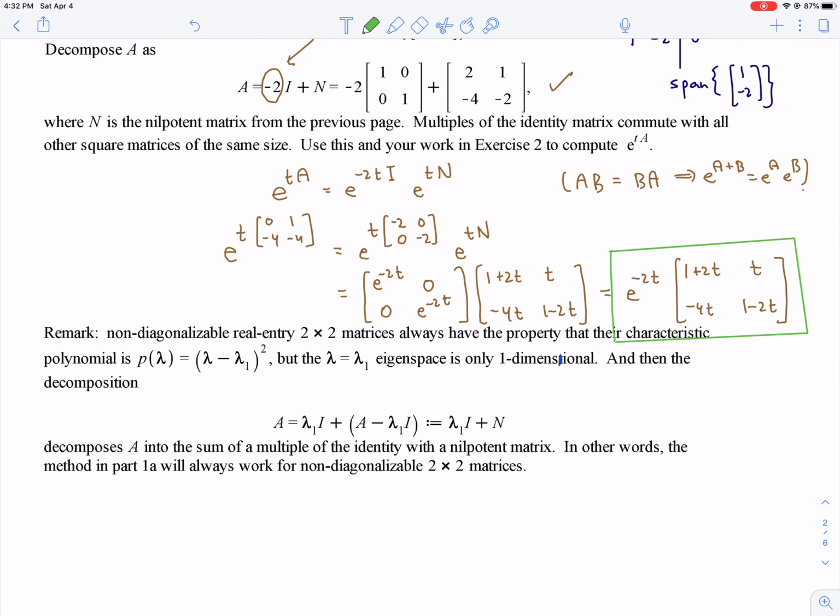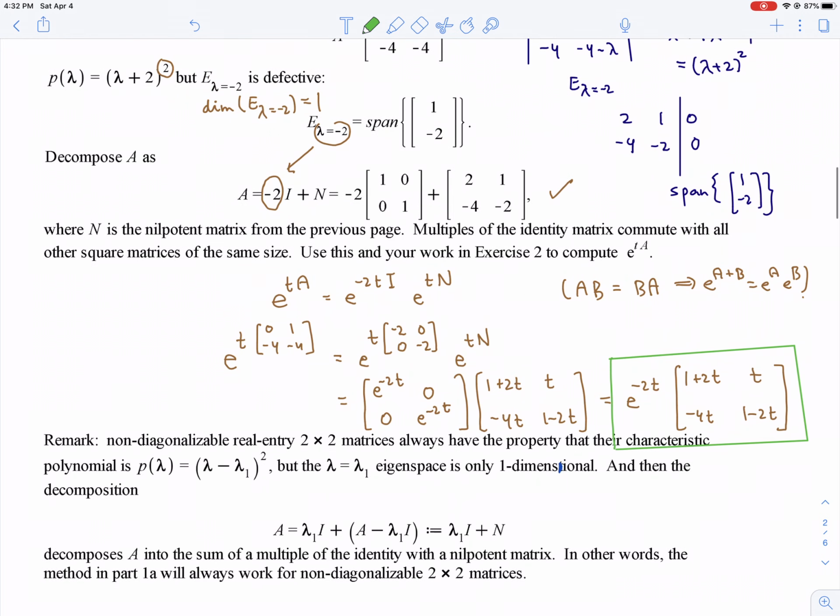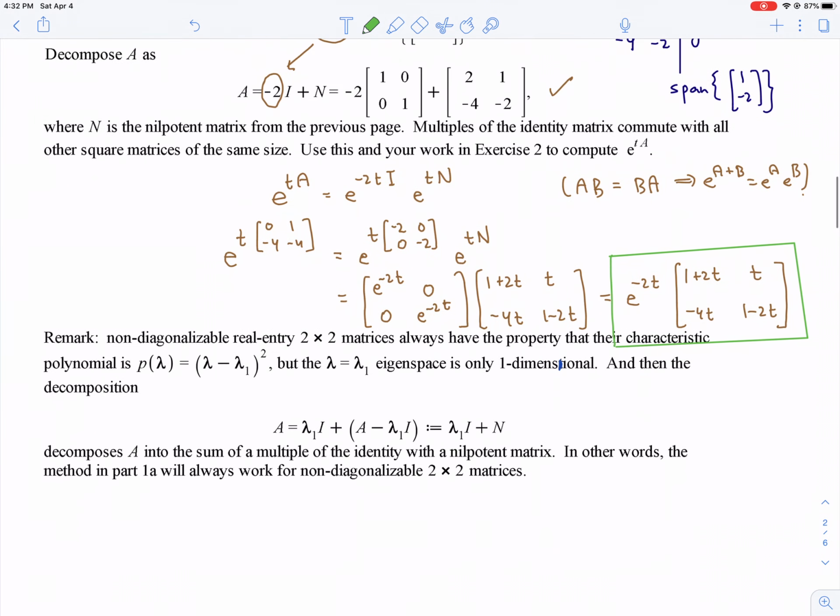Now, it may seem like this was just a lucky accident, but it's true that anytime you have a 2 by 2 non-diagonalizable real entry matrix, and this part is easy to work out from linear algebra and what you knew about defective eigenspaces, then the characteristic polynomial factors as lambda minus lambda 1 squared, but the lambda equals lambda 1 eigenspace is defective, it's only one-dimensional.